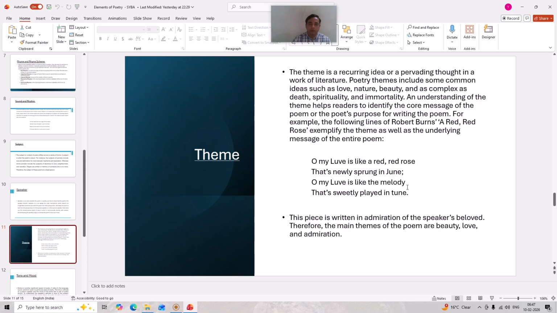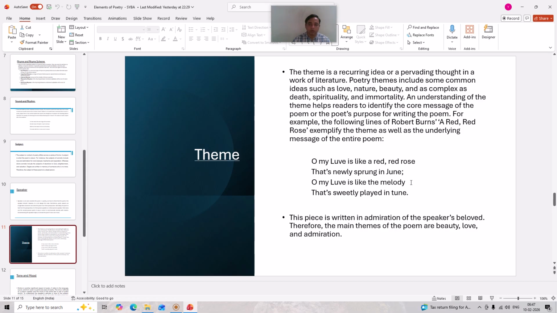It is the most important element of poetry. Theme means a recurring idea or pervading thought in a work of literature. Poetry themes include some common ideas such as love, nature, beauty, and as complex as death, spirituality, and immortality. An understanding of the theme helps readers to identify the core message of the poem or the poet's purpose for writing the poem.